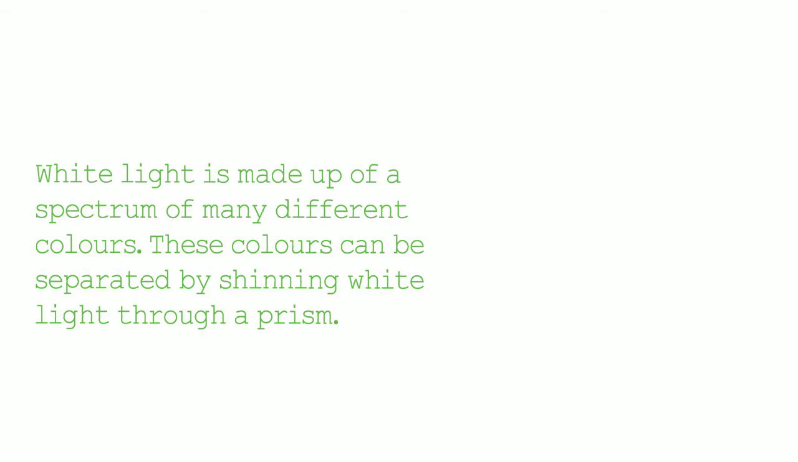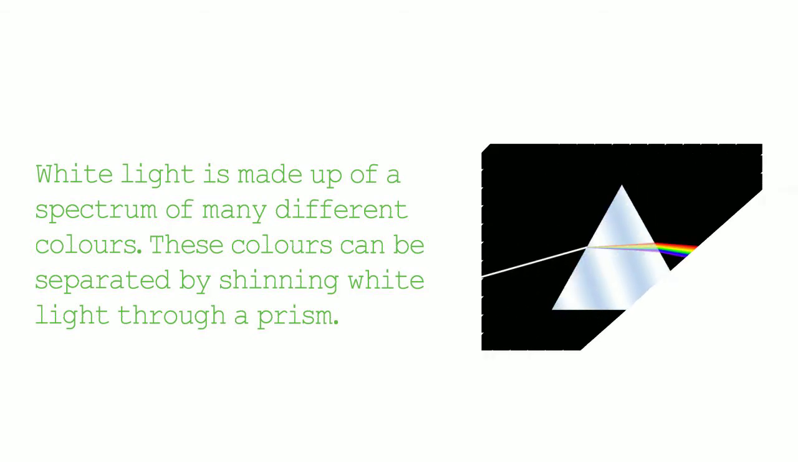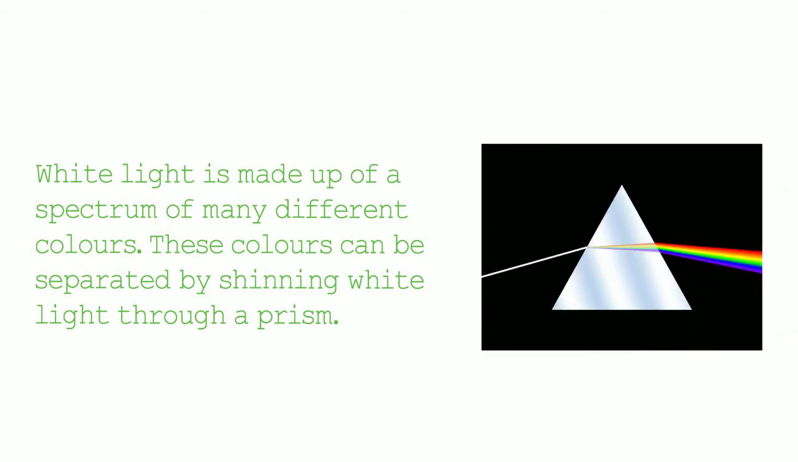These colours can be separated by shining white light through a prism. As the light shines through the prism, it is refracted. However, due to white light being made up of many different colours with different wavelengths, the different coloured lights are refracted at different angles. Reds, oranges and yellows are refracted the least because they have the longest wavelength. Blues and violets are refracted the most because they have the shortest wavelengths.